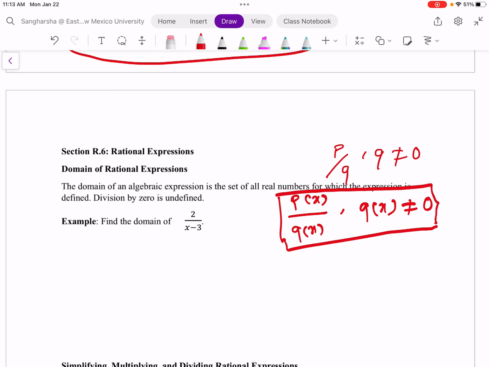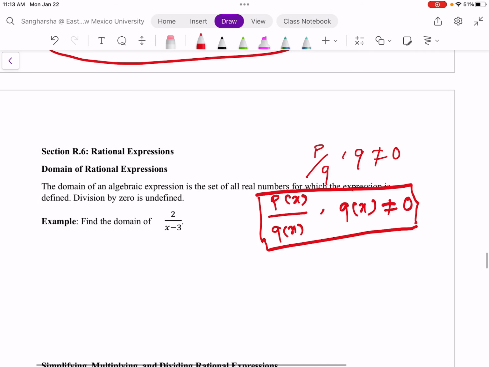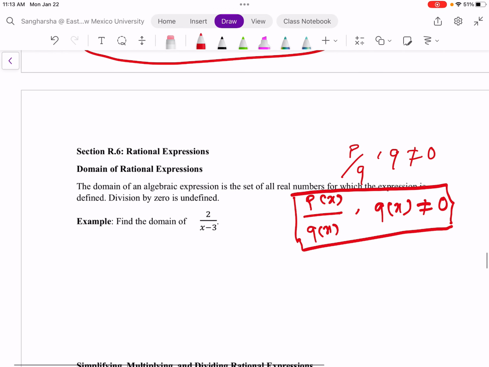When you are asked to find the domain, we are looking for a number for which this expression is undefined. It can be any real number for which this expression is not defined. It's x equals 3. What happens if our x is equal to 3? Let's try x equals 3. Our expression is 2 over 3 minus 3, and this is 2 over 0. So what is 2 divided by 0? It's undefined.